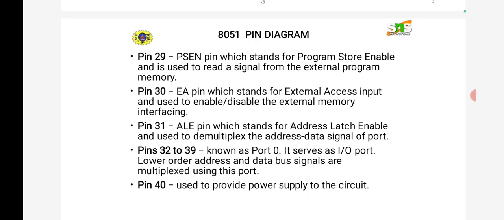Whether we are using external memory or internal memory is decided by PSEN, that is pin number 29. Whether we are using RAM or ROM is decided by the PSEN pin. So these are the pin details of 8051.